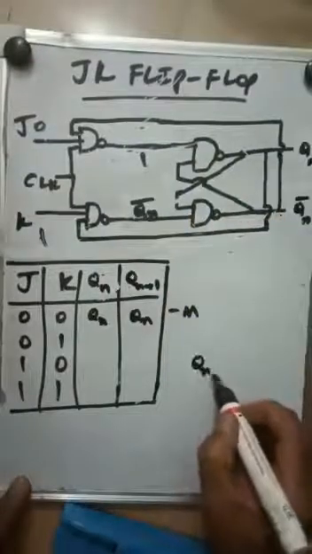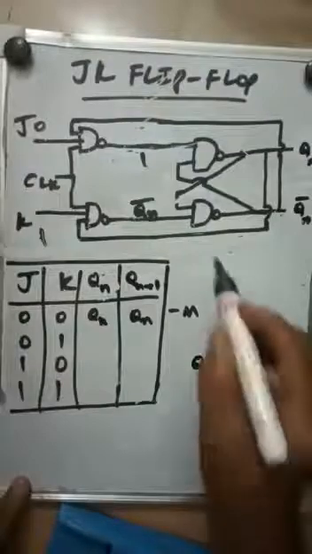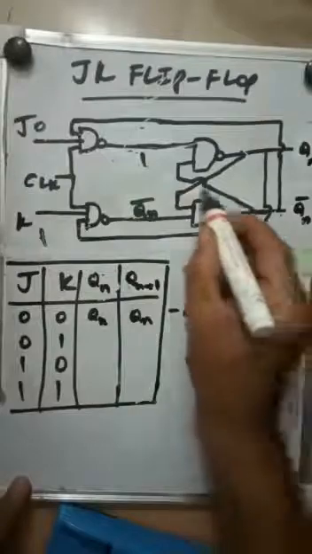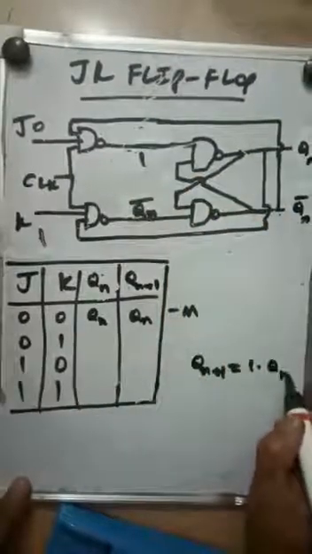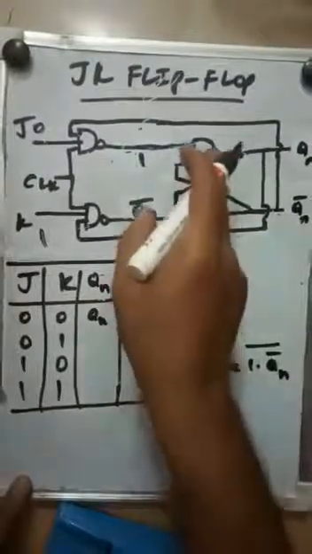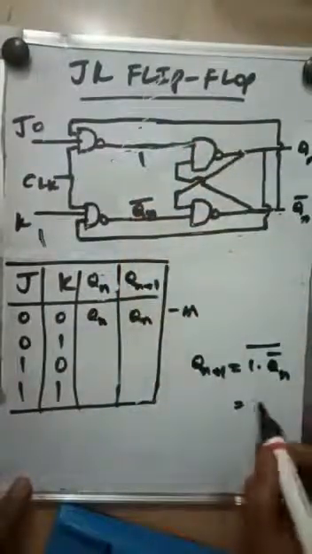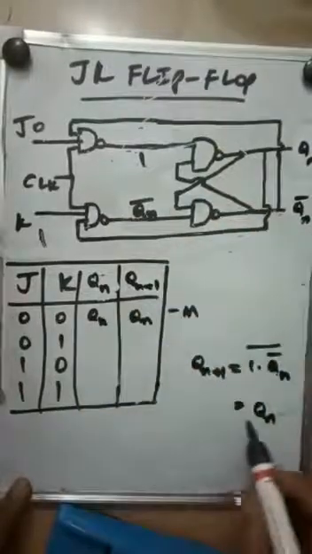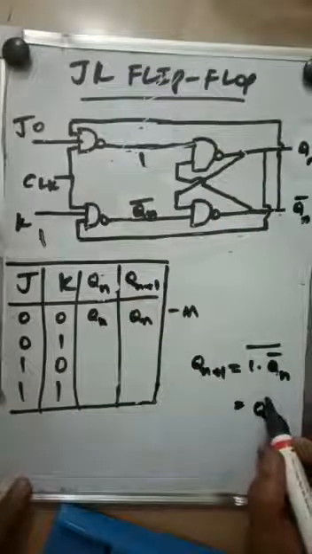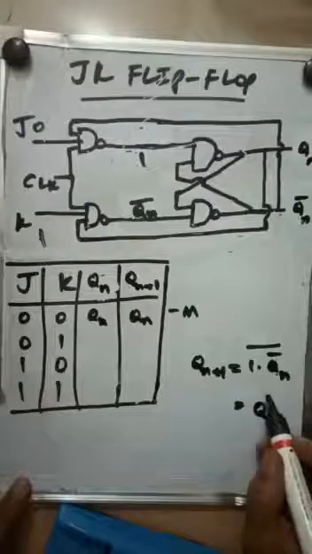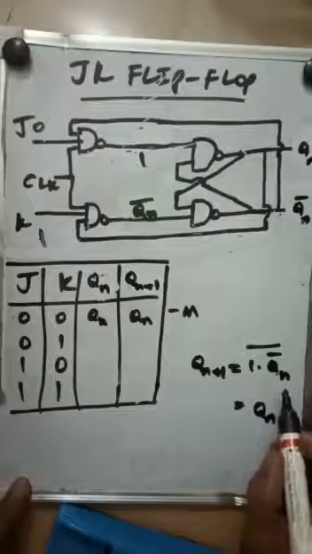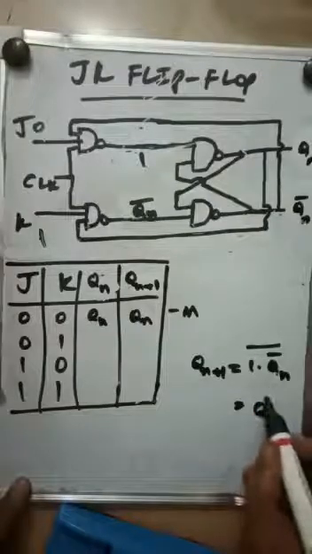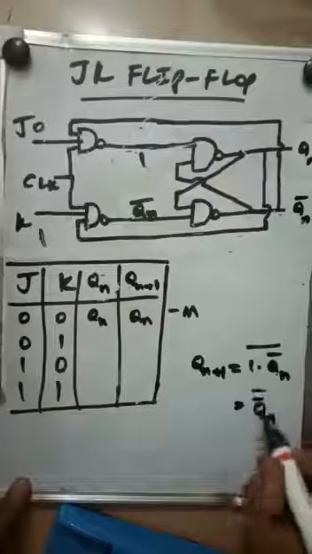Now here the qn plus 1 calculation is equals to 1 dot, this is qn bar going qn bar whole bar, because it is a NAND gate. That means this becomes qn bar, this becomes qn bar, qn bar, and similarly qn bar whole bar. That means qn.